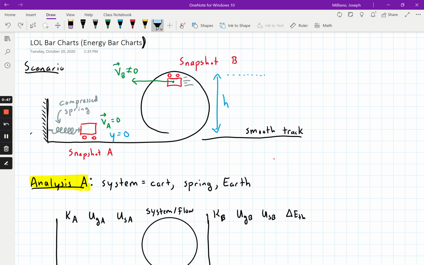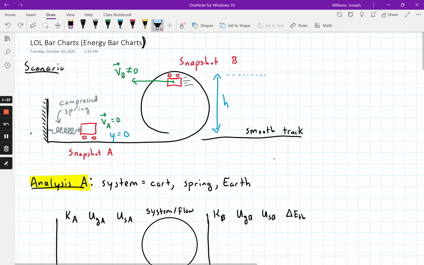This compressed spring then pushes the cart. The cart goes around the loop and around like that. And we are going to compare snapshot A to snapshot B. Snapshot B, we are now at a height h above our reference height of y equals 0. And in order to stay in that loop, we know that we need to be moving. We're moving in circular motion here. And so the velocity is non-zero at the top of that loop.